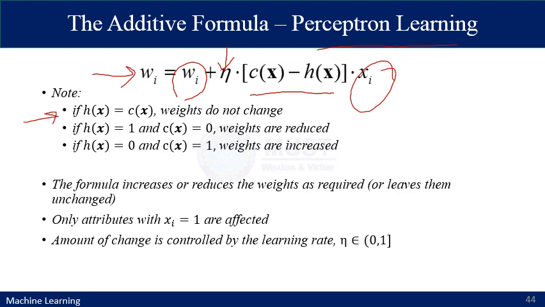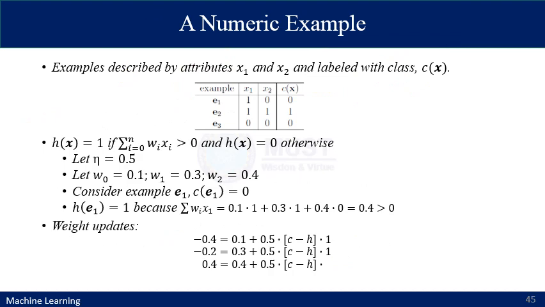But you have to consider that only the weights of attributes will be changed where the attribute value is present, and the amount of change is controlled by the learning rate, which is between 0 and 1, preferably a lower value, so that your algorithm converges slowly but accurately. Here is a numerical example to exemplify the perceptron learning algorithm. Examples are described by the attributes x1 and x2 and labeled with the class.